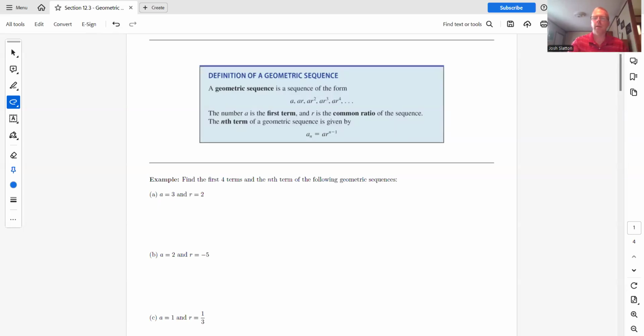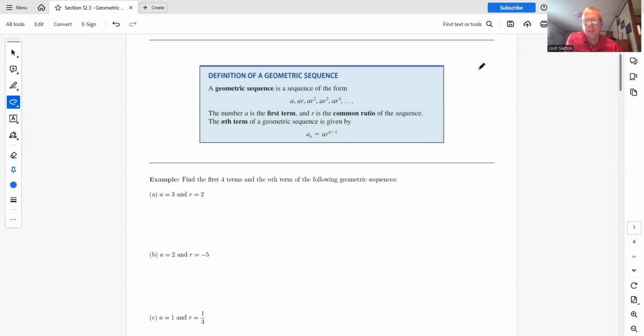Okay, so we're going to start on geometric sequences, 12.3. We did arithmetic sequences in the last video, and in an arithmetic sequence, to get to the next term, you add a number to the previous term. It's always going to be the same number. We call that number the common difference. If you subtract any two consecutive terms in an arithmetic sequence, you will always get that common difference.